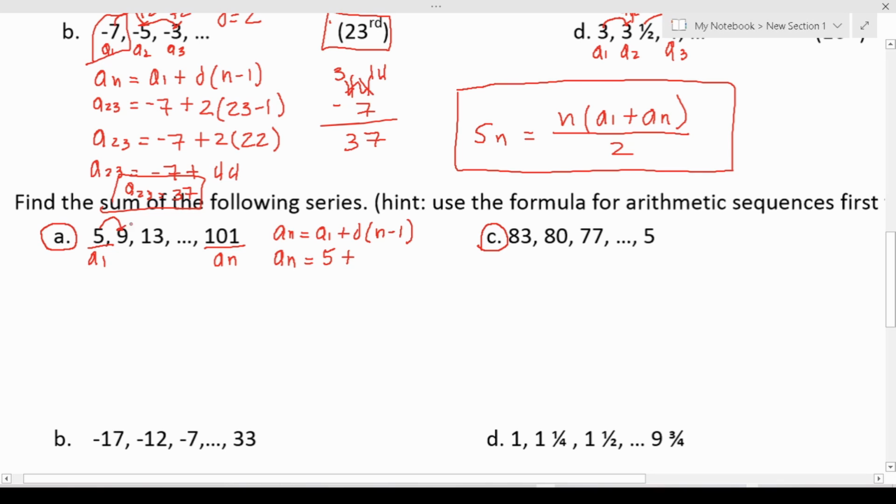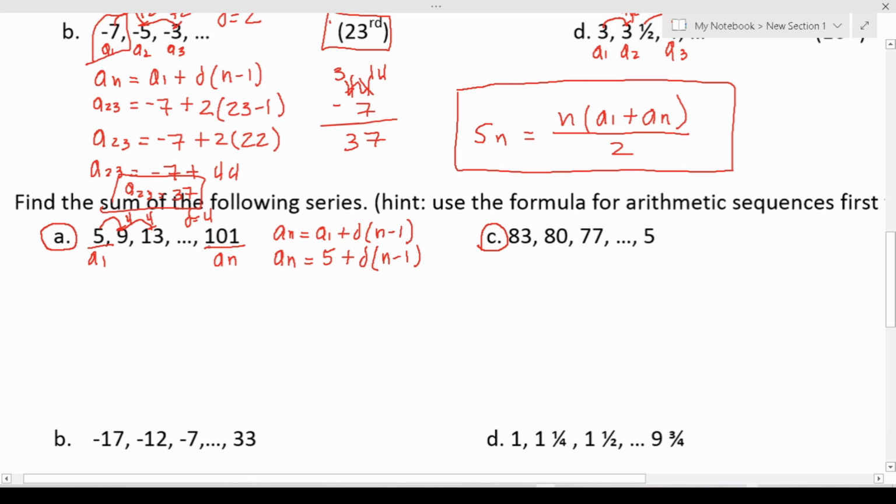What takes us from 5 to 9? That's 4. What takes us from 9 to 13? That's going to be 4. So we can see that the common difference, or d in this case, is in fact 4. So d is 4. And this is going to be n minus 1. Again, we don't know what n is. And again, I pointed out that a sub 1 is the first term, and a sub n in this case is the last term in this sequence.